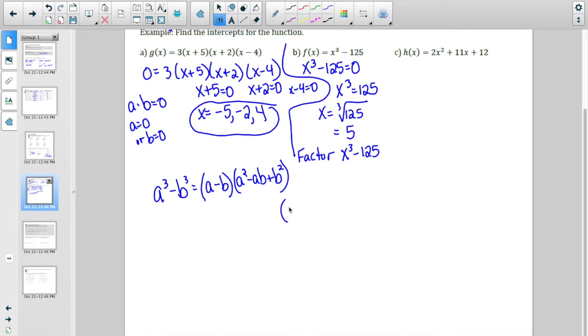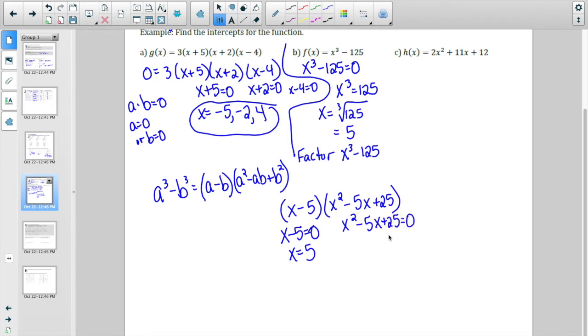So if we factor this, we get x minus 5, and then we'd have x squared plus 5x plus 25. I'm just using the formula. And if you solved both of these, over here we get x minus 5 equals 0. So that's where x equals 5 comes from. But if we set this equal to 0, you would have to use the quadratic formula. I'm just going to jump right to it. You're going to end up with 5 plus or minus 5i root 3 over 2. So these would not be intercepts because they are imaginary.